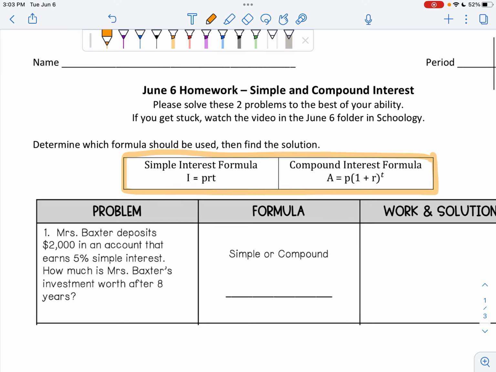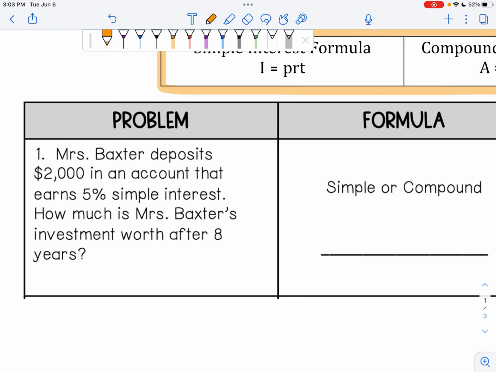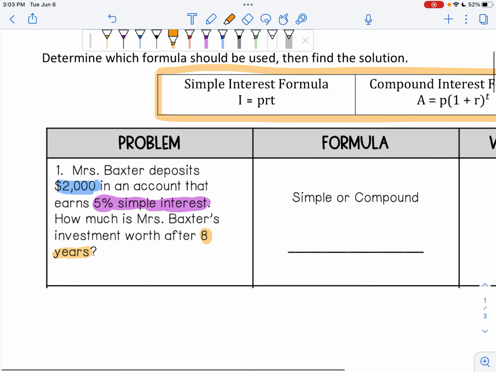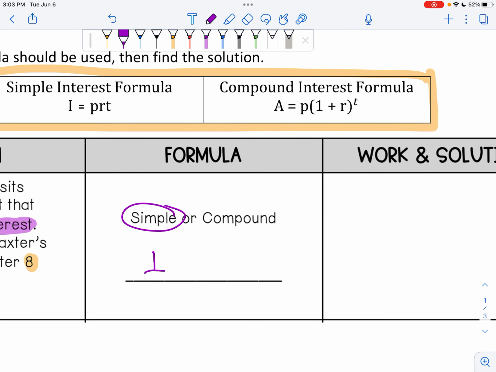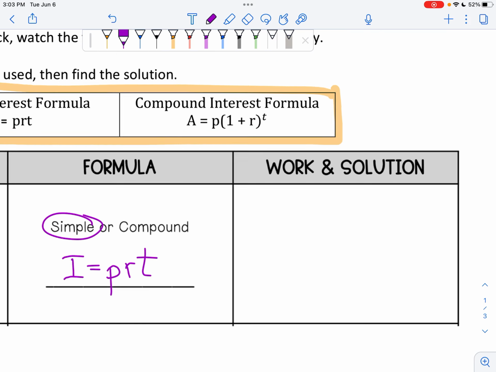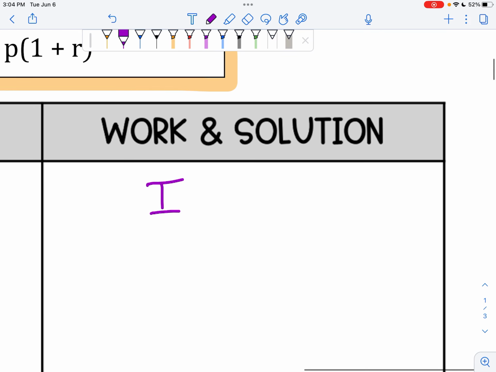All right, then up on the top, there's one problem here. It says, Mrs. Baxter deposited $2,000 in an account that earns 5% simple interest. How much is the investment worth after 8 years? So it says simple interest. So I'm going to circle simple, and we'll write that down. I equals PRT. And for our work and solution, we're going to write the same thing again. I equals PRT.